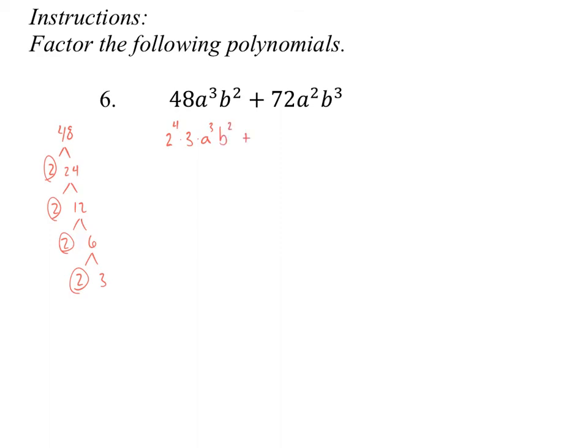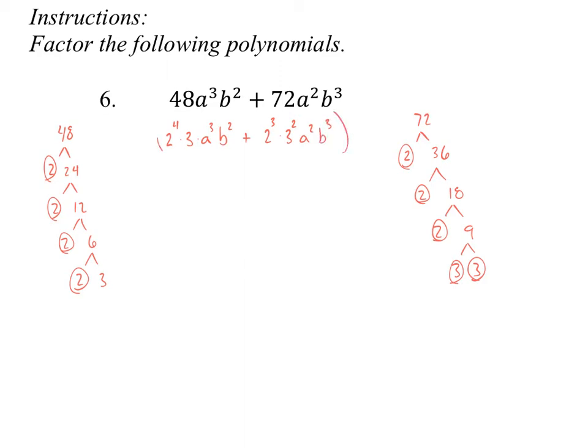Now the 72. I'll do the 72 over here. I can definitely factor a 2 out of 72. That will give us 36. I can take another 2 out, and another 2, and then I have to do a 3 and a 3 at that point. So the prime factorization of 72 is actually 2 to the 3rd times 3 squared, a squared b cubed.